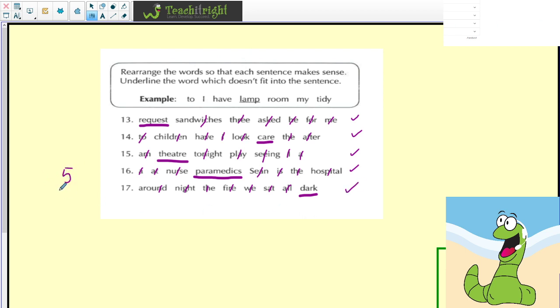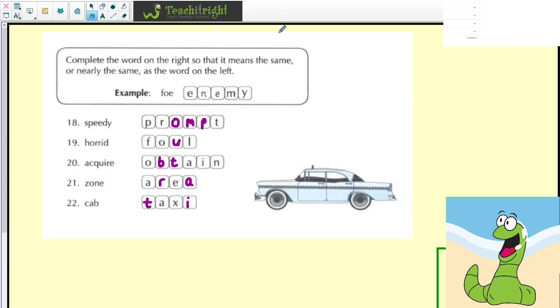We've done quite a few of these over this block, so well done if you're managing to get most of those correct. Let's have a look now at the next little task, and these are synonyms. So you were given some of the letters, but you had to fill them in. So both words mean quick, speedy and prompt. Horrid and foul, unpleasant. Acquire and obtain mean to get.